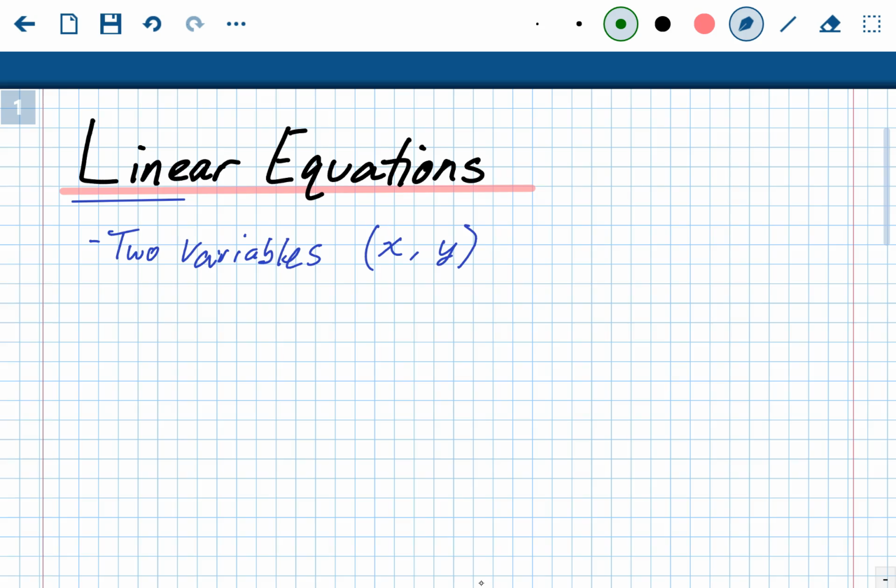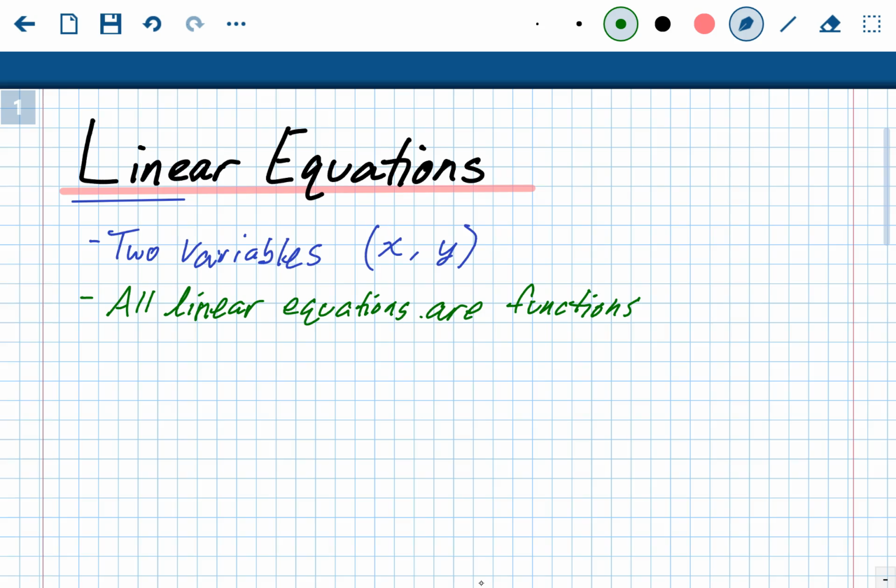Another thing to take note of is that all linear equations are functions, which means they're all going to pass the vertical line test. Again, in Algebra 1, all we deal with is functions, so it has to be a function.